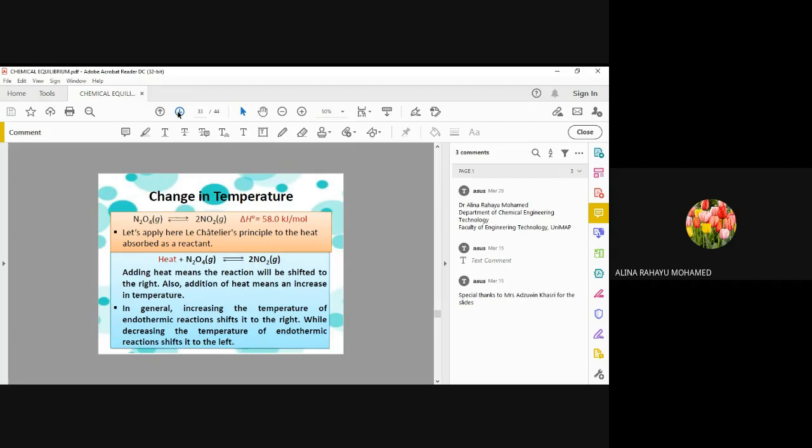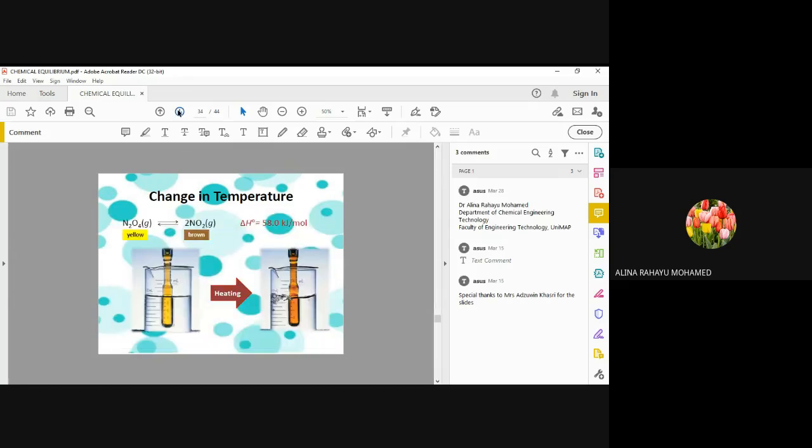So let's apply the Le Chatelier principle to the heat absorbed as a reactant. Adding heat means that the reaction will shift to the right. We add heat and we have more NO2. Also, addition of heat means an increase in the temperature. Addition of heat means we try to increase the temperature for the reaction. In this case, we will form more NO2. In general, increasing the temperature of an endothermic reaction shifts the reaction to the right, while decreasing the temperature of an endothermic reaction shifts it to the left.